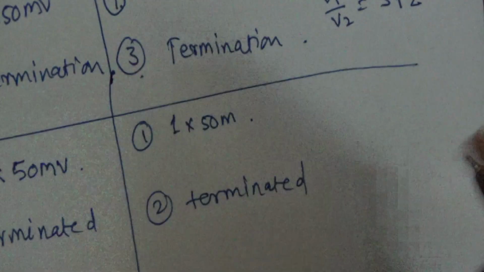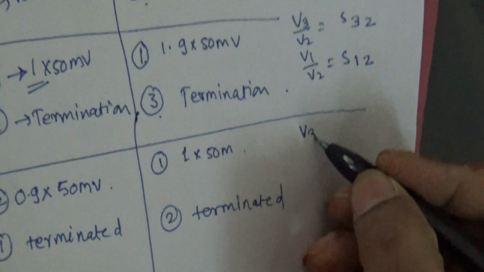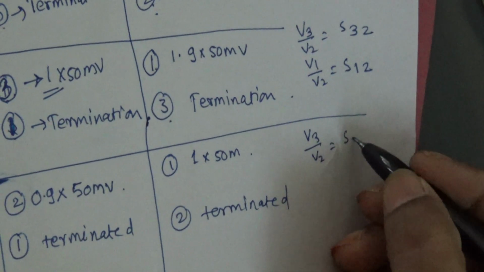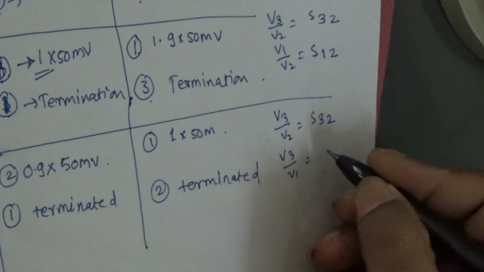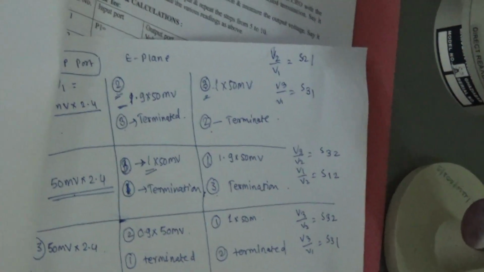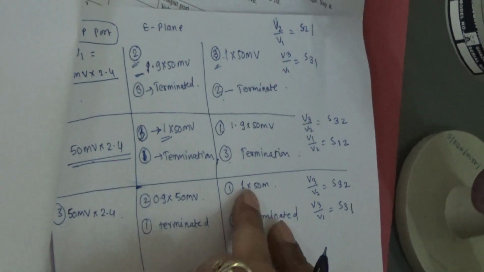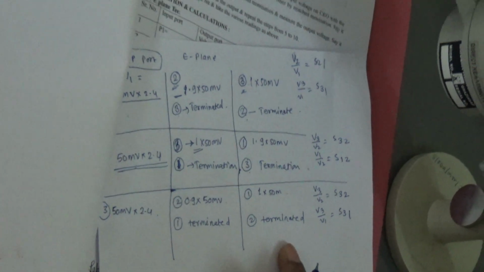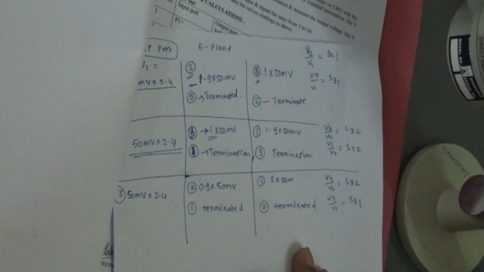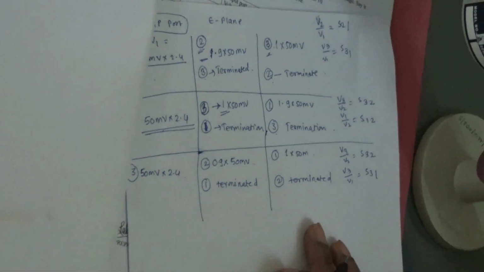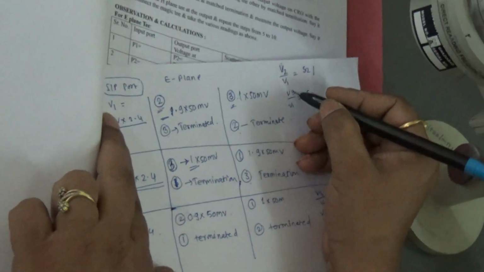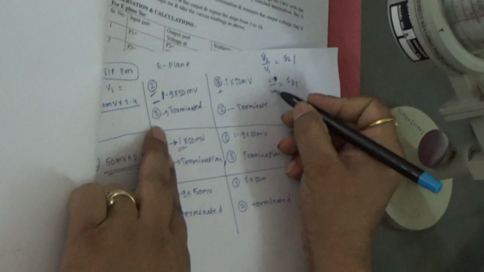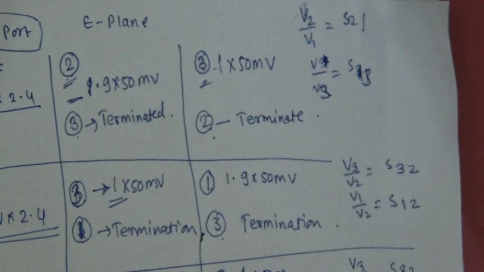Similarly, for the third observation, V3 divided by V2 is nothing but your S32, and V3 divided by V1 is your S31. S31 or S13, we can say, one and the same thing. So here first we are taking V1 divided by V3, so it is S13.